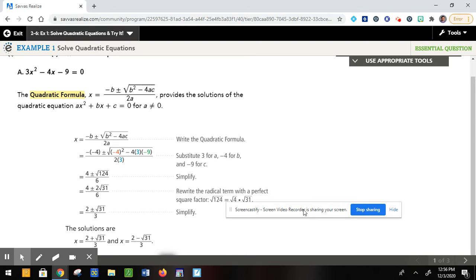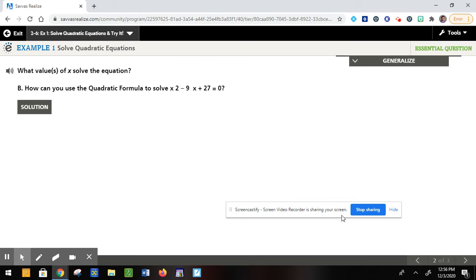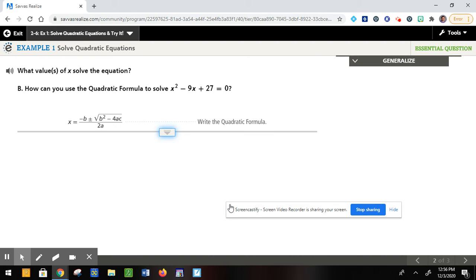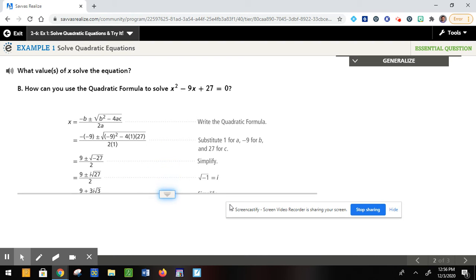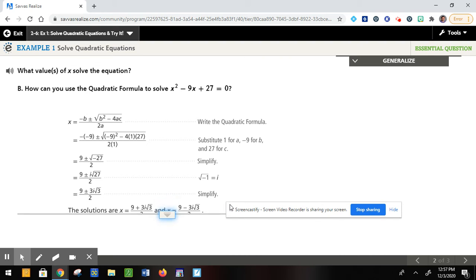Okay, let's look at another example. Very similar, and then we will do a couple together. So again, you got the formula, substitute the numbers in, simplify under the radical. This one they did two steps where they took the i out first, and then 27 broke into 9 and 3 to be 3 root 3. So now it's going to be 3i root 3. And then you got the two separate answers there. All right.